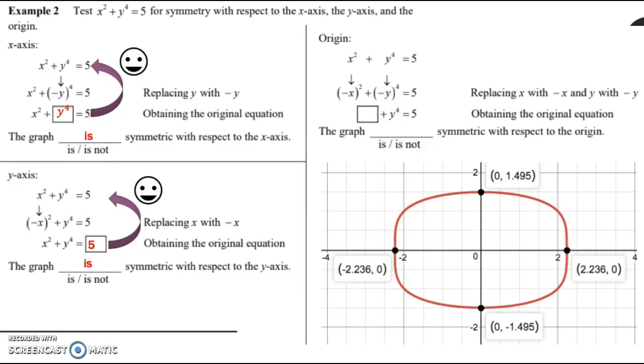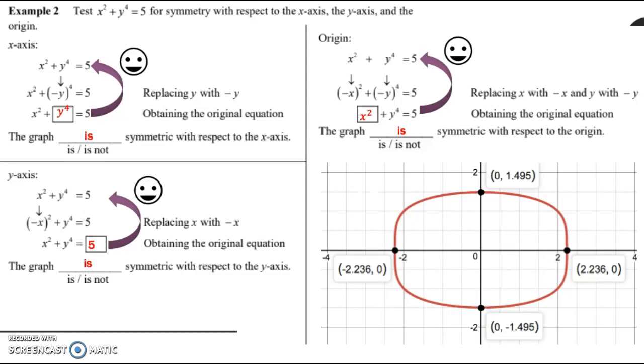Is it symmetric about the origin? I can visually see on our graph that it is, so let's verify algebraically. I need to replace both my x and my y with their opposites. When I take negative x squared and simplify, I end up with positive x squared plus positive y to the fourth equal to 5. And again, this matches my original equation. So it is in fact symmetric about the origin.